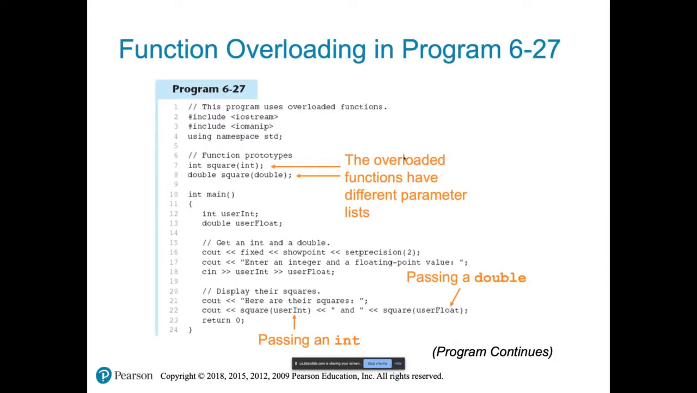Here's just an example, int square, double square. They're passing in different data types so the compiler knows which one to call. So you don't have to write a function called square int, square double. You just write it as square, one for int and one for double.